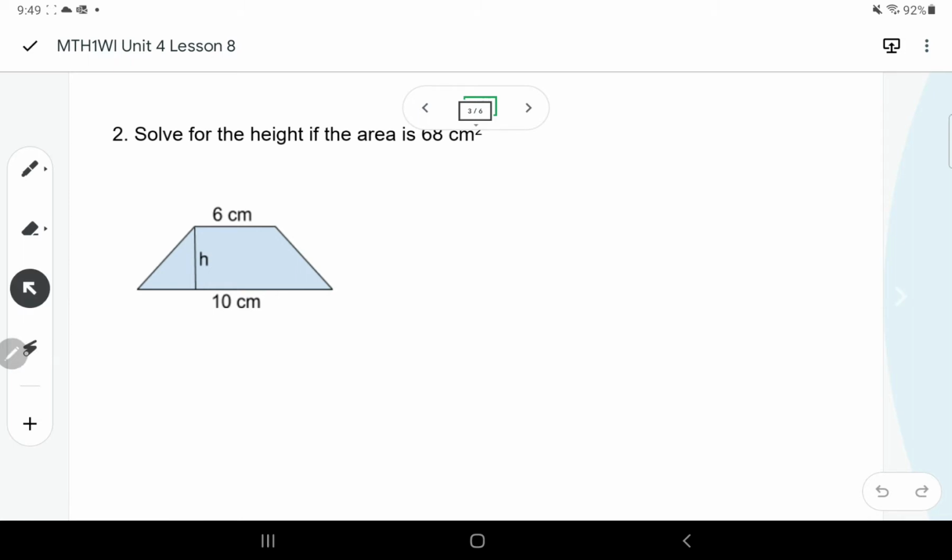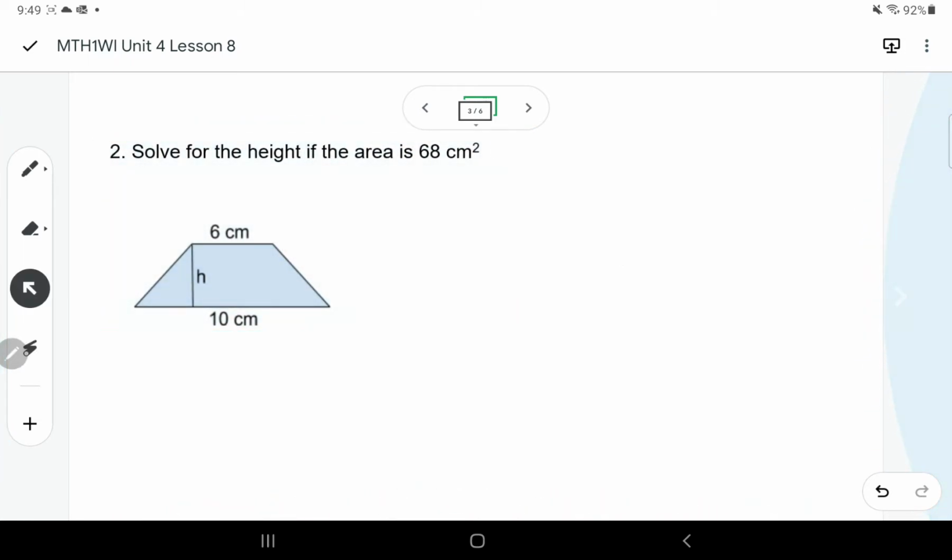Okay, the next one says solve for height if the area is 68 centimeters squared. So again, this is that one formula for area that tends to trick people a little bit. It's the trapezoid, (a plus b) times h divided by 2. In a diagram of a trapezoid, we usually label A on top and B on the bottom. And the H is what I'm missing. That's going to be the up and down.